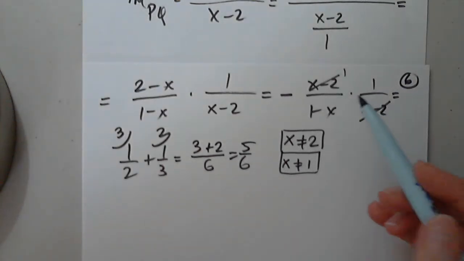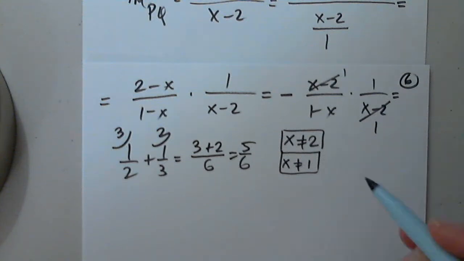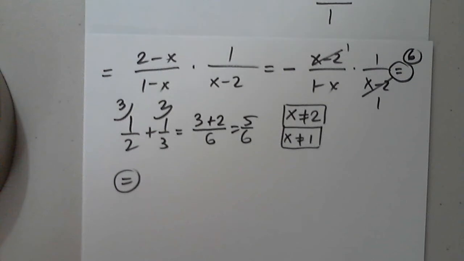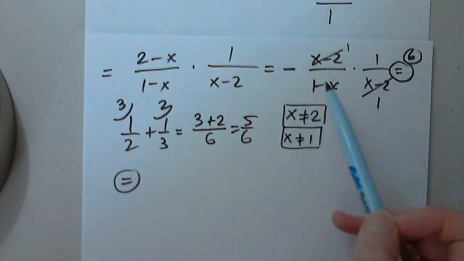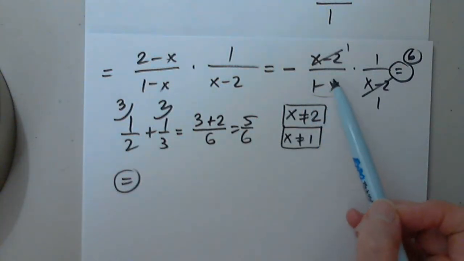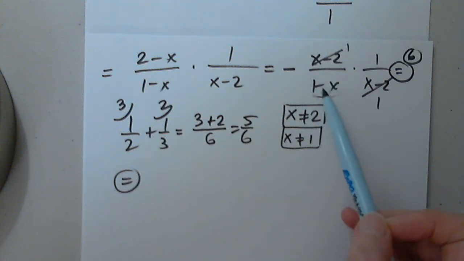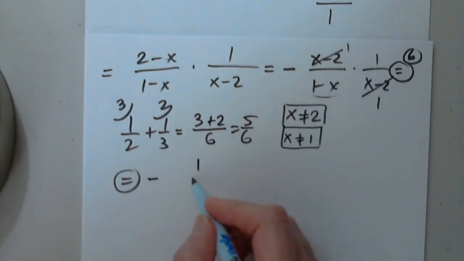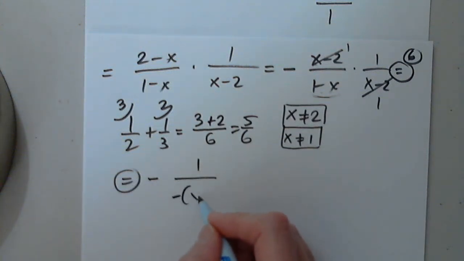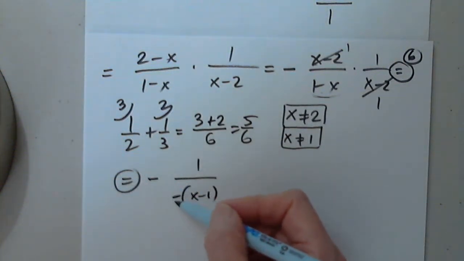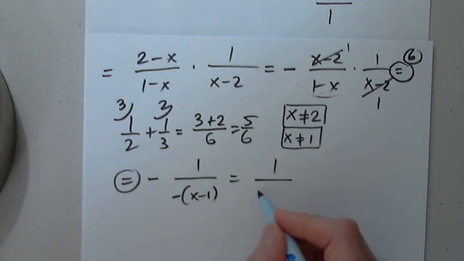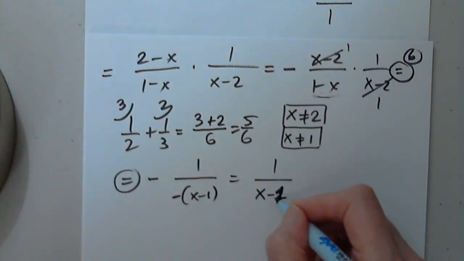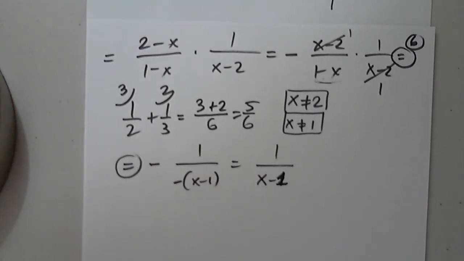And then we simplified, stating these restrictions. I haven't finished, so I'll continue here. Now when you rearrange this as negative x plus 1 and factor out -1, we have 1 over negative x minus 1. These two will cancel each other. So this is x minus 1.